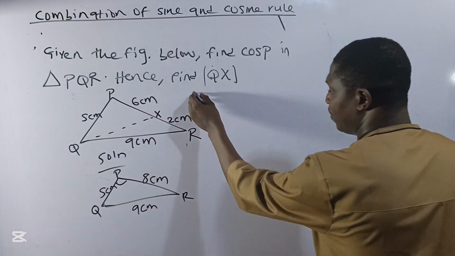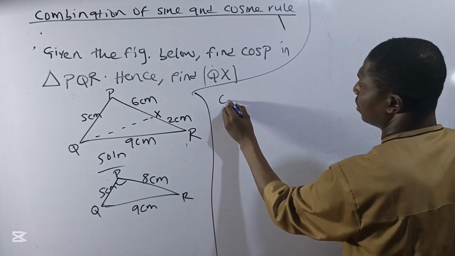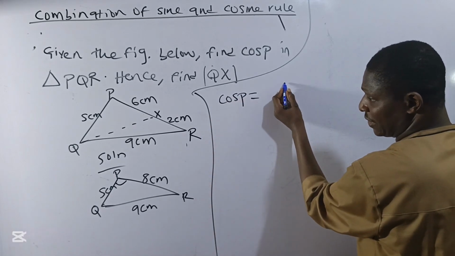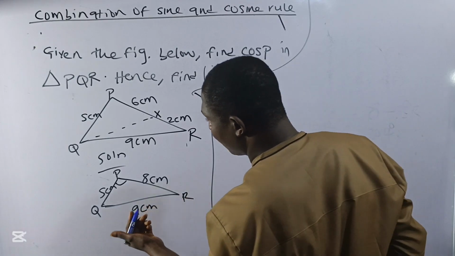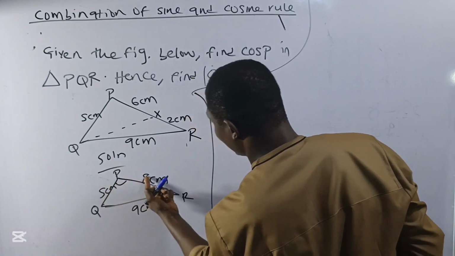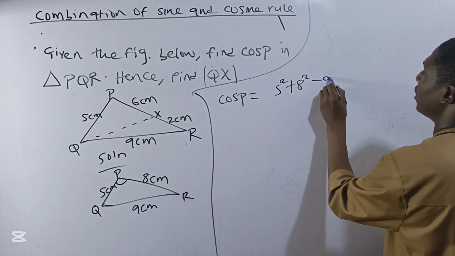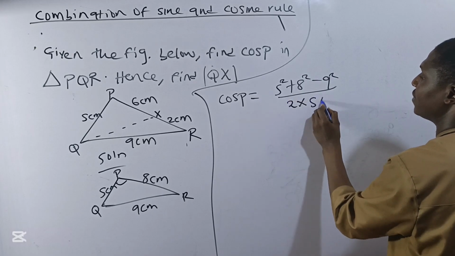If I'm looking for cos P, I can use the formula: cos P is equal to, now I won't have cos inverse again, take note, the two other values, 5 squared plus 8 squared minus 9 squared, all over 2 times 5 times 8.